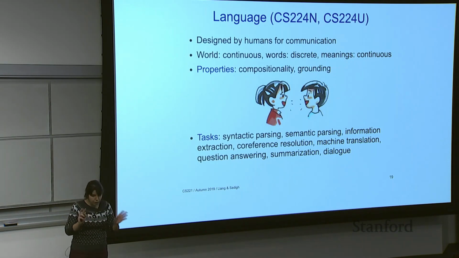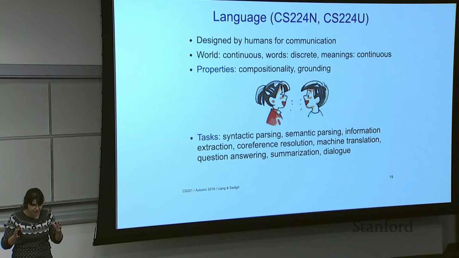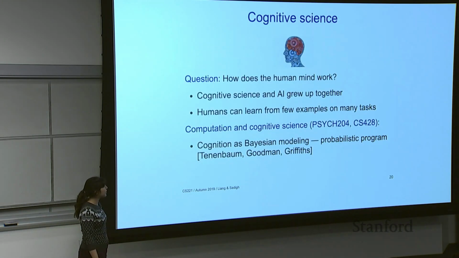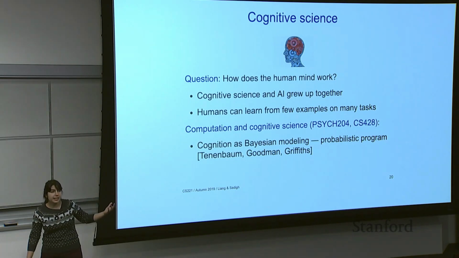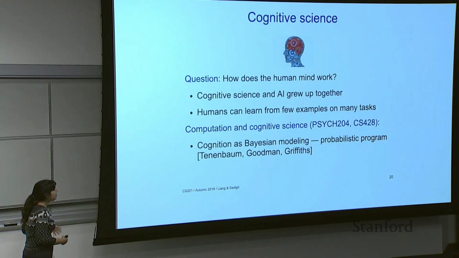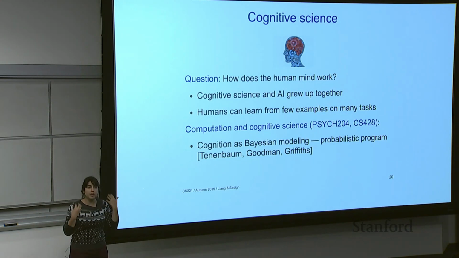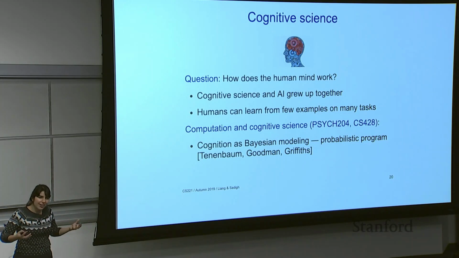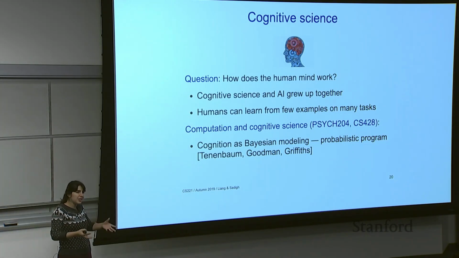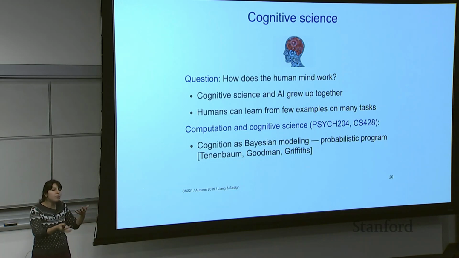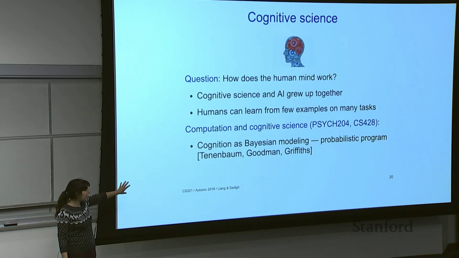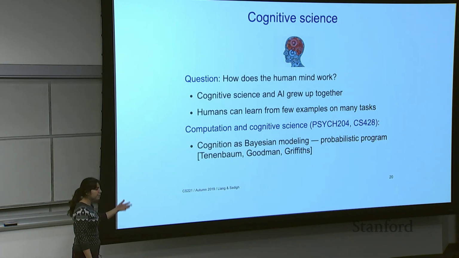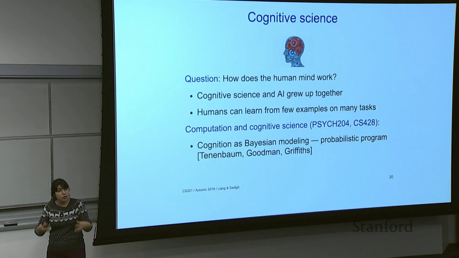I want to briefly mention two other courses that are not necessarily directly in AI, but they're in a neighboring field that would still be interesting to look at. One is cognitive science. Cognitive science in general looks at how the human mind works, and it's one of those fields that grew together with AI. Cognitive science and AI started together and went their ways, but they still tend to inform each other. There's a group of cognitive scientists looking at computational cognitive science, and they use ideas like Bayesian modeling and probabilistic programs.